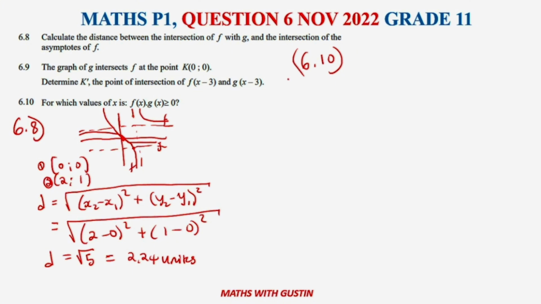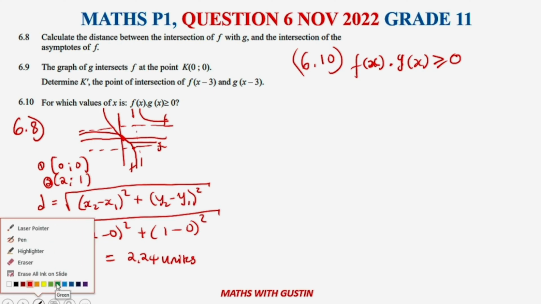6.10, it says, for which values of x is... Very interesting question, guys, and I know these are simple 2 marks. These are one of those marks that could prevent you from hitting that 100%. So let's make sure that we master these questions, guys. I'm going to try to explain them a little bit here on how to deal with a question like this one.